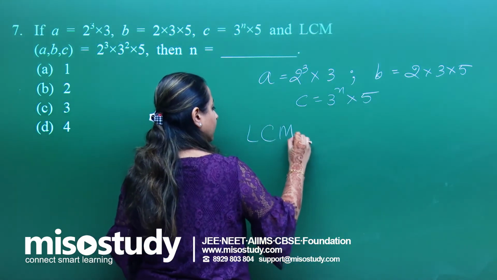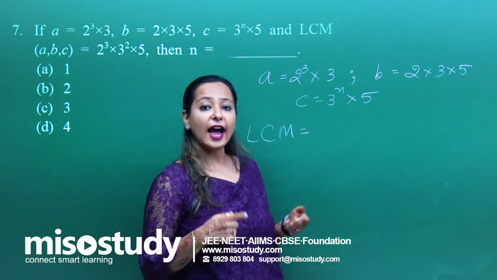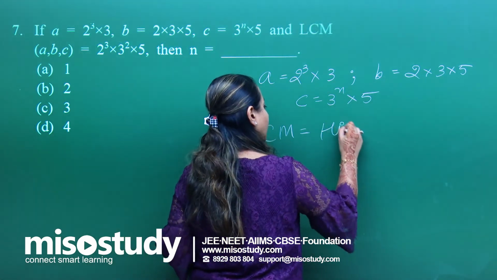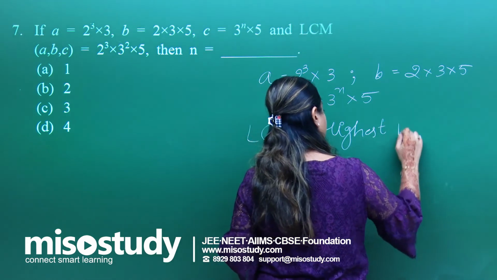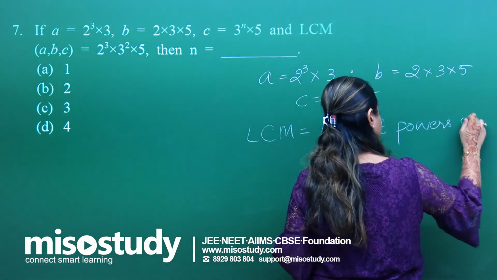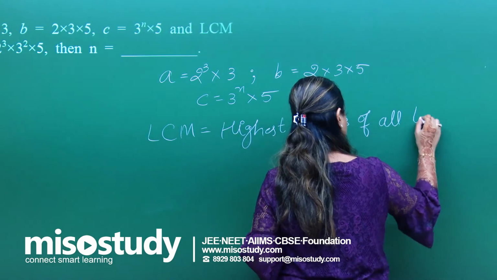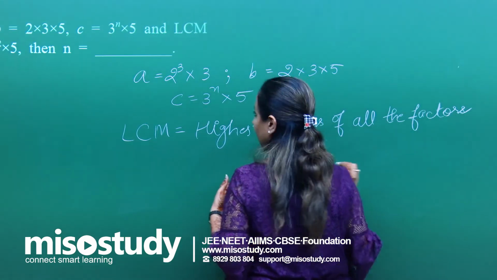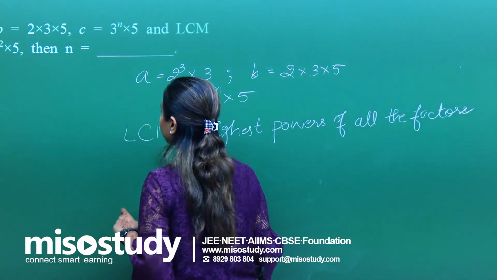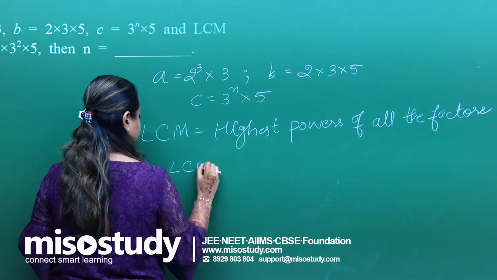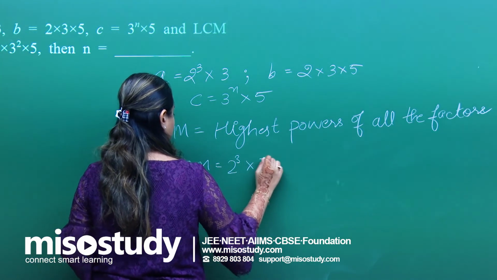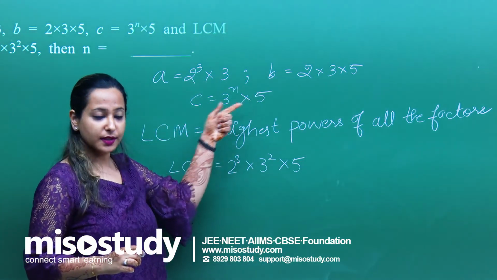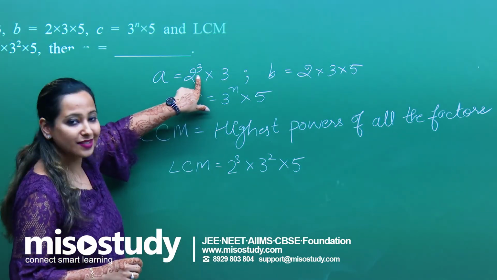We know that LCM is the product of the highest powers of all the factors. So we define LCM accordingly. And the given LCM is 2 cube into 3 square into 5. Now from all the given 3 numbers, we know that the highest power of 2 is 3.